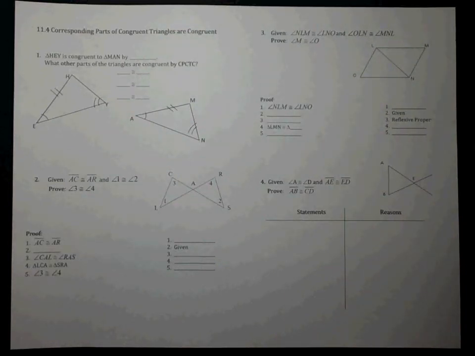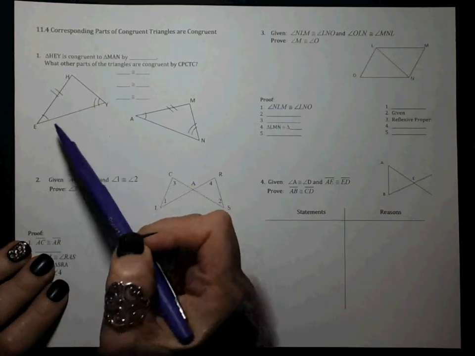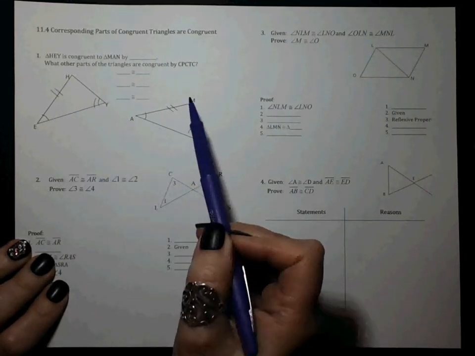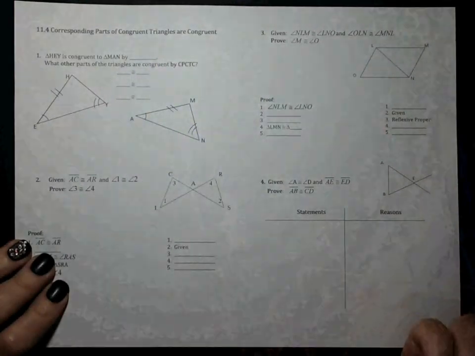Alright guys, so today we are going to talk about how corresponding parts of congruent triangles are congruent. So let's look at the first example so we understand what that means. In the first example it says that triangle HEY, so it's this one right here, is congruent to triangle MAN. And we want to know how it's congruent, or by what property.